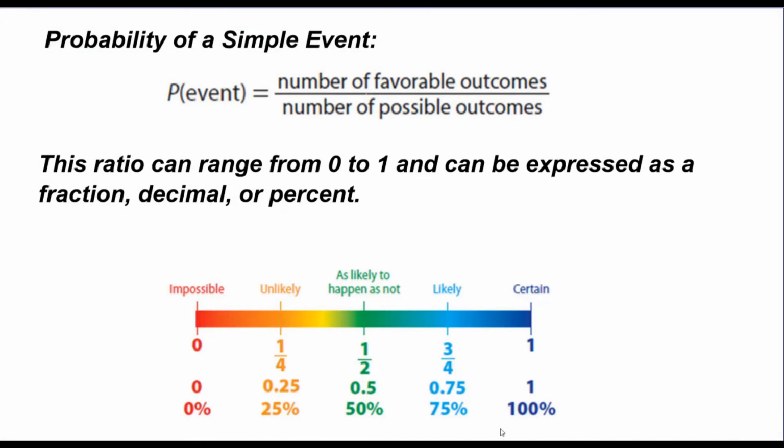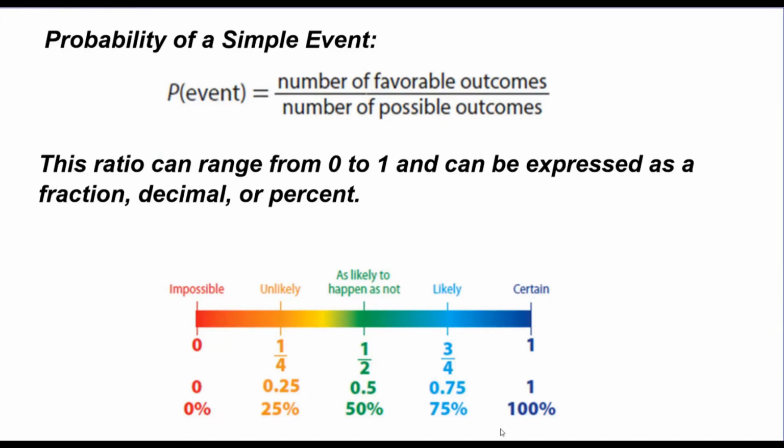So since this is a ratio, it can range from the smallest possible value of 0 to a largest possible value of 1. And those can be expressed as fractions, as decimals, or percents. So if you look at the scale here, we've got all the possible outcomes of probabilities from 0 up to 1. Now, a probability of 0 means that it's impossible. It's just not going to happen. So for example, what's the probability that I roll a 7 on a standard dice? Well, that's impossible. That's not going to happen. So that would have a probability of 0 or 0%.